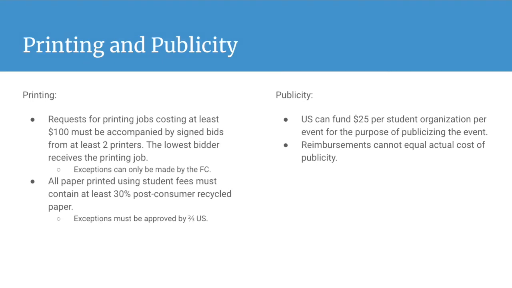All paper printed using student fees must contain at least 30% of post-consumer recycled paper. This is a new change in the code and must be incorporated by all RSOs on campus. Exceptions must be approved by 2/3 of the undergraduate senate. Undergraduate Senate can fund $25 per student organization per event for the public purpose of publicizing the event. Reimbursements cannot equal actual cost of publicity.